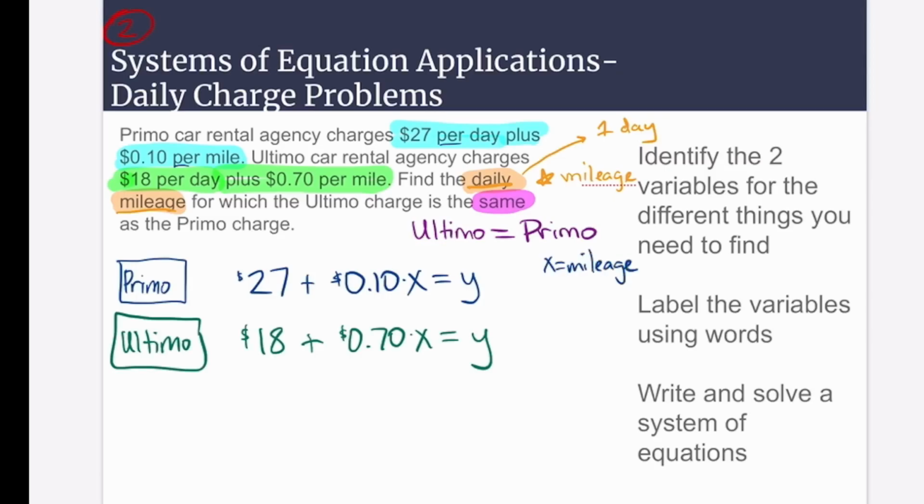And in this case, our Y is actually the cost. And then you could solve this using elimination or substitution and going through it that way. So we got one more example to explain.